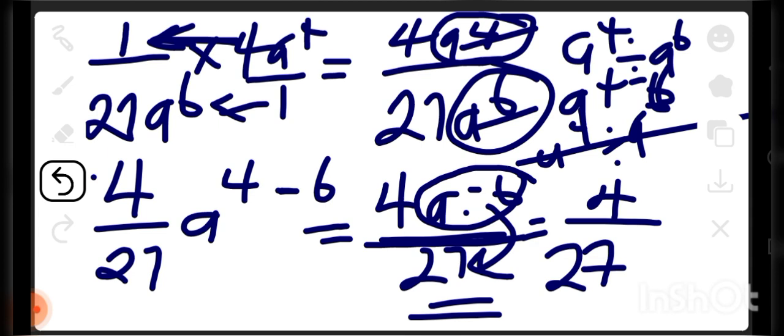So I'm going to have a raised to power 2, not a raised to power 6. That will be a raised to power 2. So this is negative. If you break it down, it will change to positive. Look at what I'm trying to say.